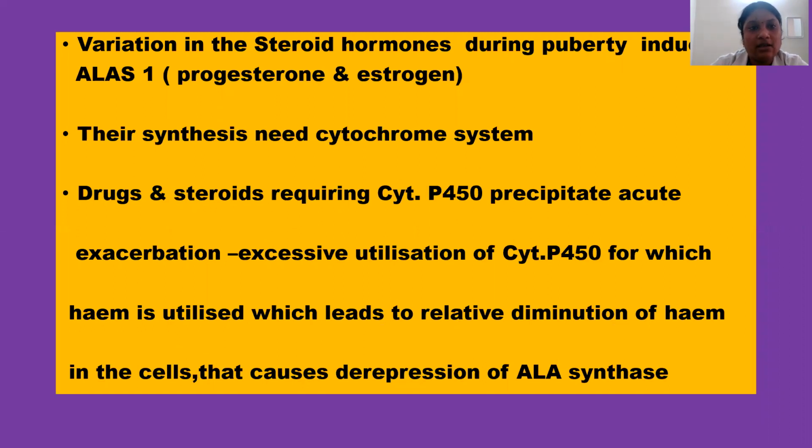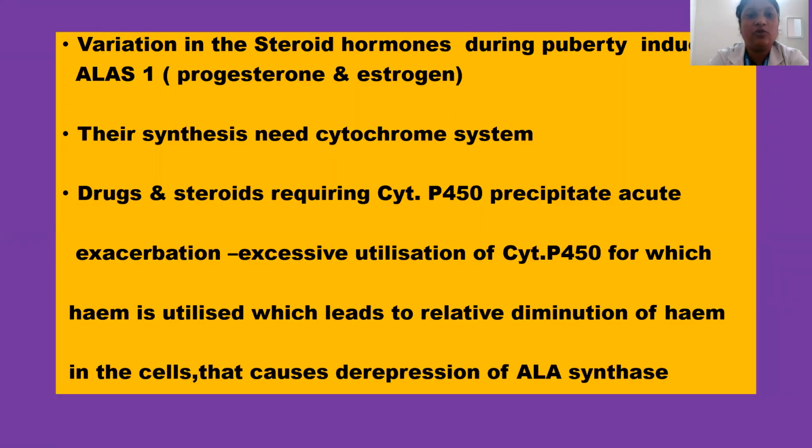So why it is getting precipitated during puberty or during the menstrual cycle is because there will be a variation in the steroid hormones during puberty, which will induce the ALAS1 enzyme. So what happens?